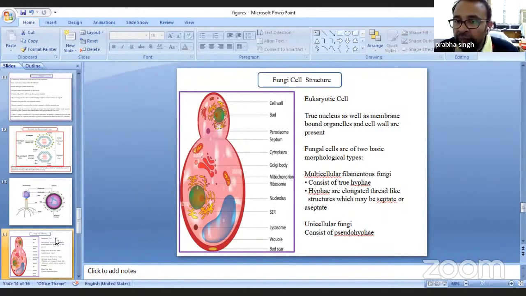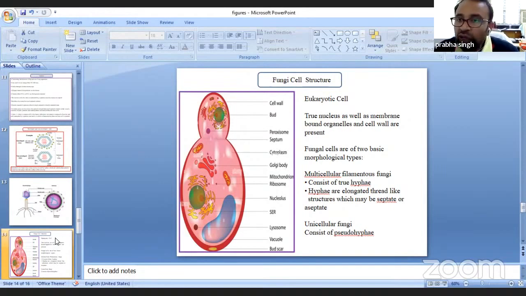Filamentous fungi से हमारा मतलब है कि they have hyphae, and hyphae are the elongated thread-like structure जिनमें septa present हो भी सकता है और septa present नहीं भी हो सकता है. Well, in the case of unicellular fungi, they have pseudo hyphae. They do not have true hyphae, right? So pseudo hyphae से हमारा क्या मतलब है?